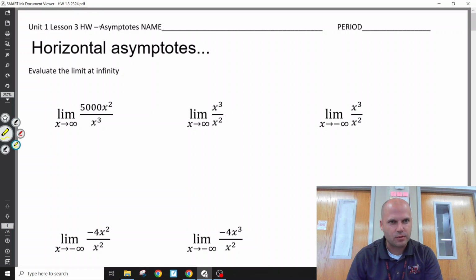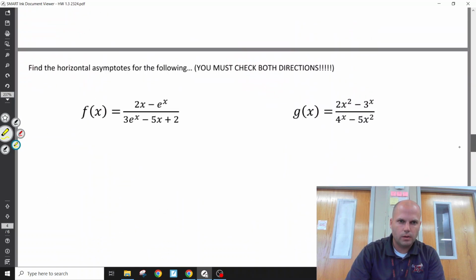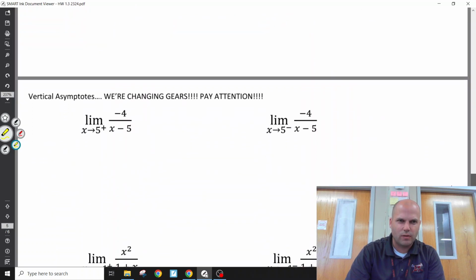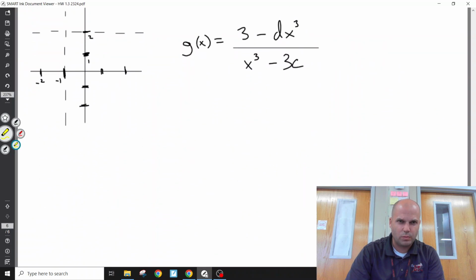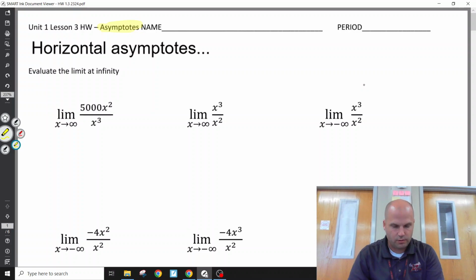1.3 homework on asymptotes. You got two kinds of asymptotes: horizontal asymptotes and vertical asymptotes. A lot more horizontal asymptotes than vertical asymptotes. We only have 2 pages of vertical asymptotes because the horizontal asymptotes are trickier than vertical asymptotes.